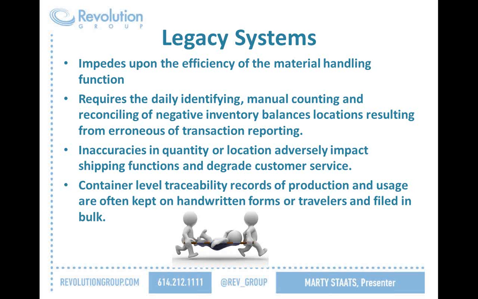Also, because of the limitations of some of these legacy systems, you may have to consider other means to track certain quality traceability records, say production and usage. Say you're at a given work center and you're consuming bill of material items. You're going to have to record which bill of material items are being used, their container numbers, and serial numbers, as you're producing the output part. A lot of times that's done on handwritten forms or with travelers that follow the containers through the process. But finally, in the end, those documents are gathered and stored in bulk in document storage.